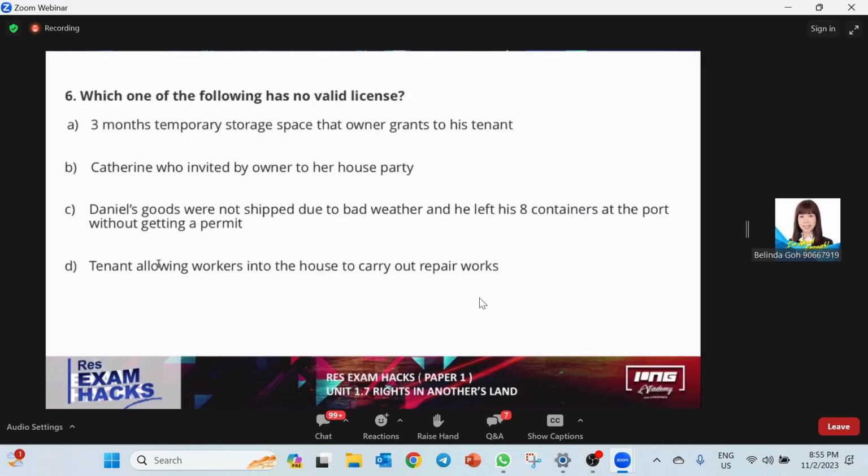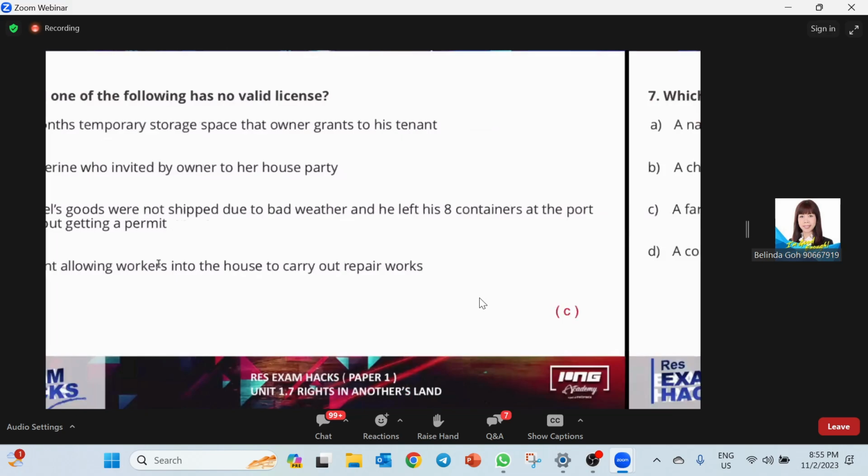Wow, got B and C. You're split between B and C, is it? Only can choose one in your exam. Okay, the answer is C. Very good. Daniel's goods were not shipped due to bad weather and he had left his container at the port without getting a permit. This is not a license, this is no valid license.